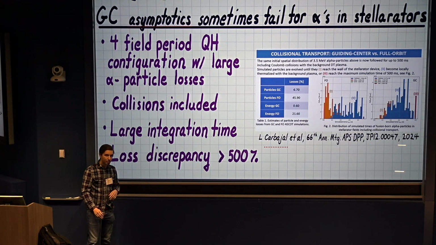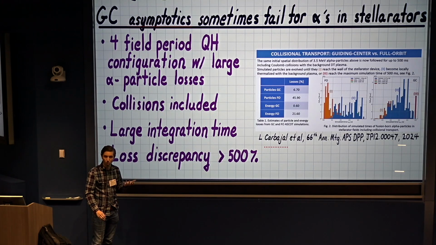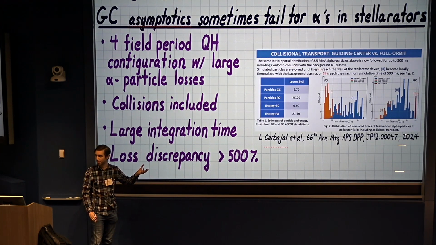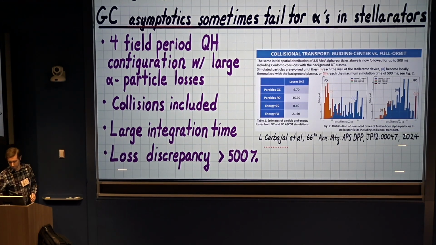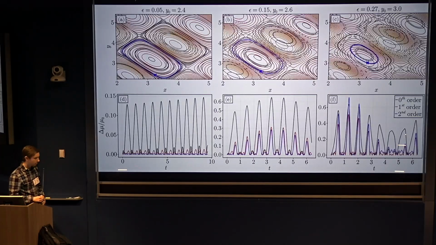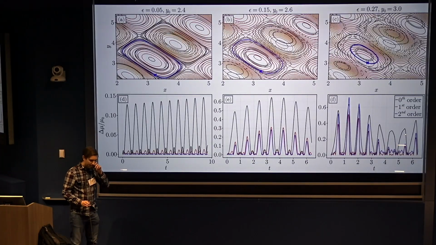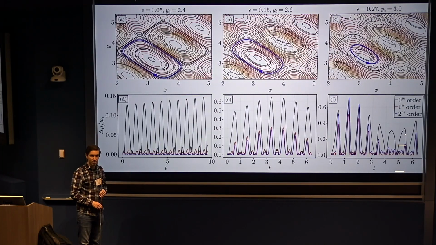Now, there can be lots of reasons for why this discrepancy might exist. But a reasonable one is that we're in this regime where the optimal truncation order for the guiding center asymptotics is collapsing. That's my claim. And I can back this up with some detailed calculations of our own.